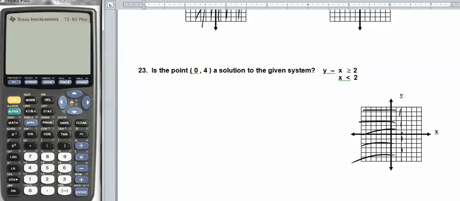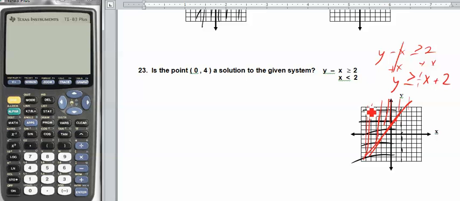Then for the other one, we would need to solve for y to graph it. So y minus x is greater than 2. Add x to both sides. Y is greater than x plus 2. So we'd start at plus 2, and it's 1 over 1, up 1 over 1. And y is greater than that. So it's this whole area here.